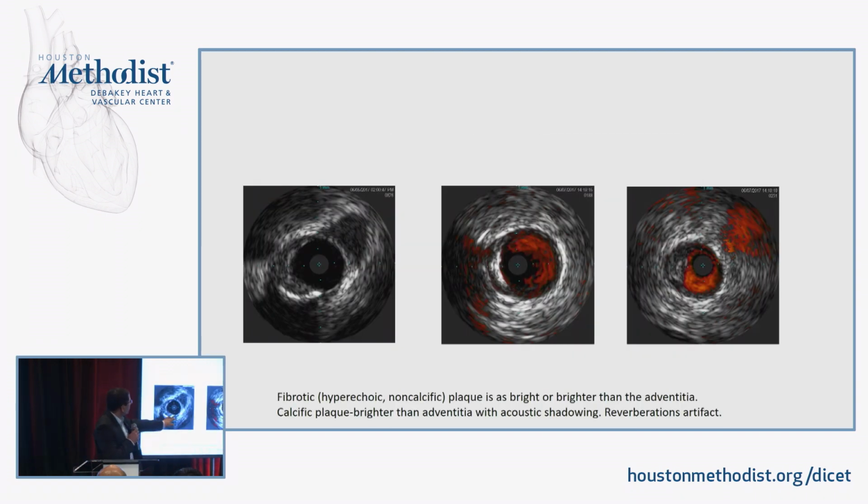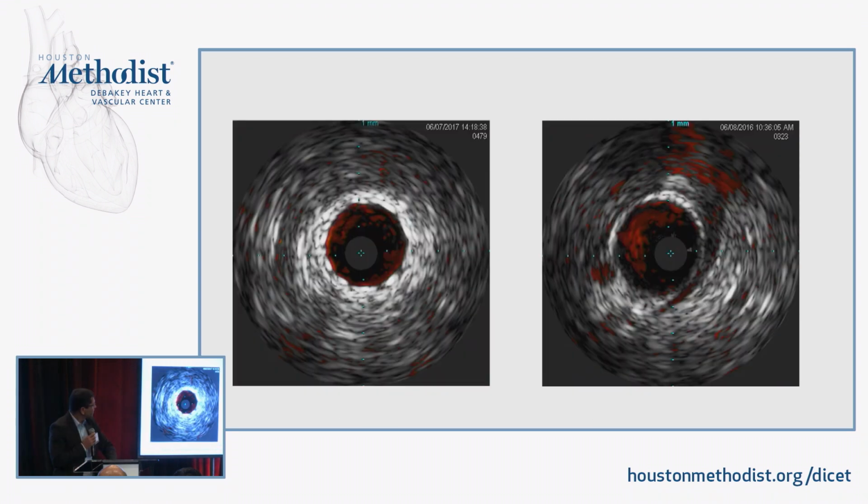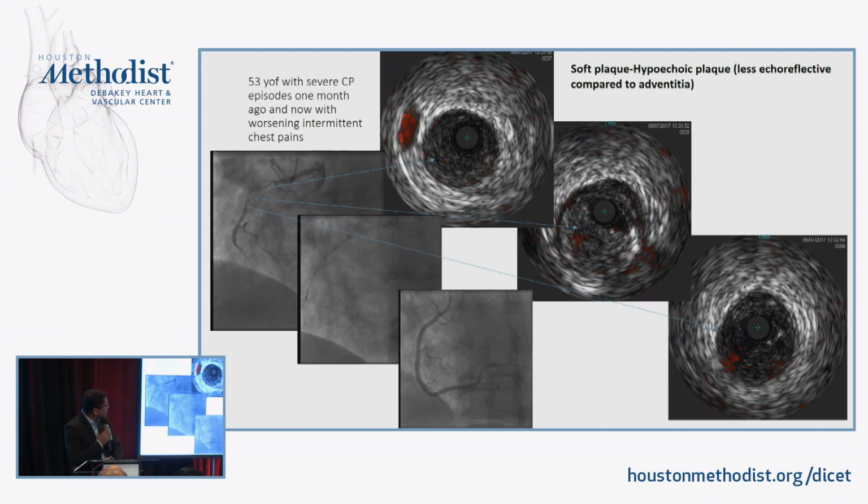So this is a picture of deep calcification, creating a shadow. This is a superficial calcification, creating a shadow and reverberation artifact. This is just a fibrotic plaque. You can identify your stent struts very easily on the intravascular ultrasound imaging. You can see these stent struts over here, which help you optimize your stent positioning and sizing.